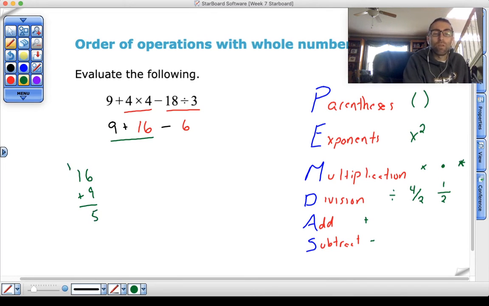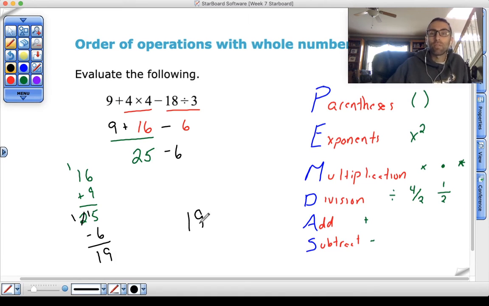5 and 1. 1 and 1, I get an answer of 2. So I have an answer of 25. I then can bring down the minus 6 that I didn't use before. And when I do that subtraction, I'll do that right down here below. I can't do 5 minus 6, so that means I have to borrow from the 2, changes to a 1, and this 5 now becomes a 15. 15 minus 6, I get an answer of 9. 1 minus nothing is 1, so 19 is going to be my answer.